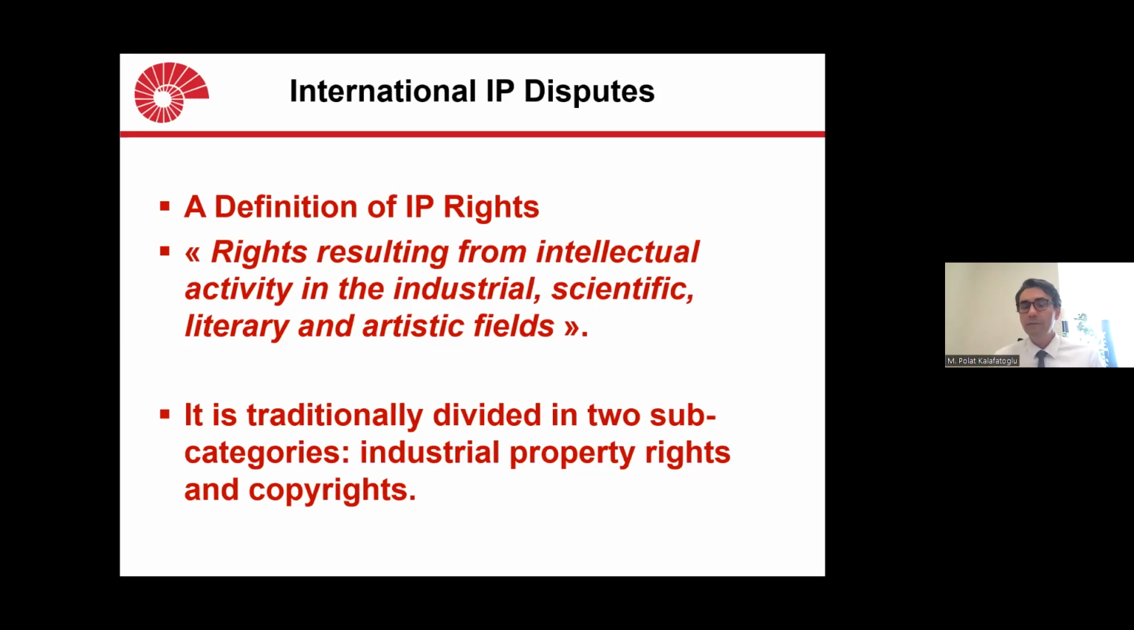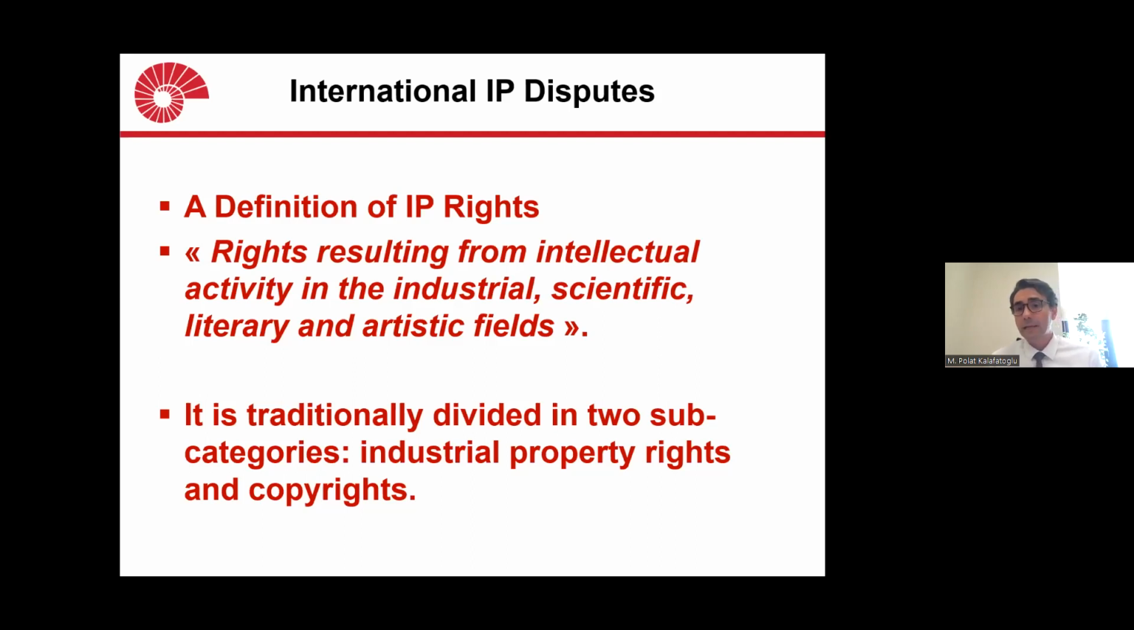And to briefly define IP rights, we can say that the IP rights, they are rights resulting from intellectual activity in the industrial, scientific, literary, and artistic fields. And traditionally, we divide IP rights into two subcategories. We have industrial property rights on the one side, and we have copyrights on the other side. We are making an introduction, so I don't have time, unfortunately, to explain everything about these different types of IP rights, but it is important to note that there are important differences between these different types of IP rights.